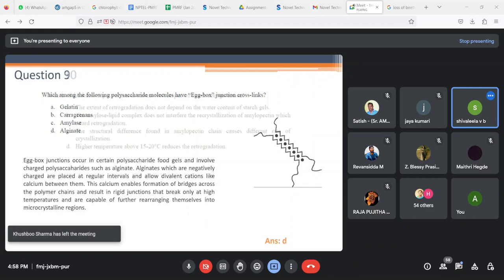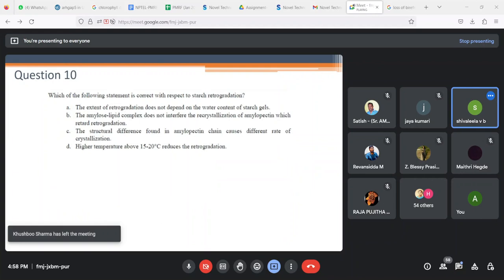Moving to question 10. Which of the following statements is correct with respect to starch retrogradation? A: The extent of retrogradation does not depend on the water content of the starch. B: The amylose lipid complex does not interfere with the recrystallization of amylopectin, which retards retrogradation. C: The structural difference found in amylopectin chain causes different rates of crystallization, and higher temperatures above 15 to 20 degrees Celsius reduce retrogradation. So before we go into the question, does anybody know what retrogradation is?